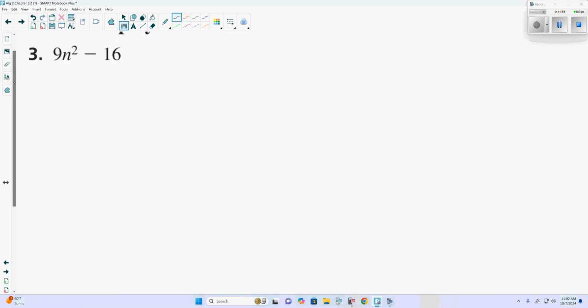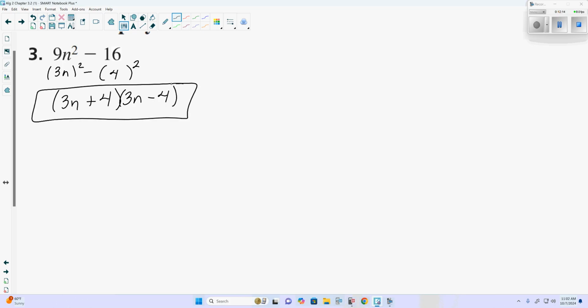9n squared minus 16. So 16 is 4 squared, yes? 9n squared would be what? 3n squared. So it'd be 3n plus 4 times 3n minus 4. That's it. Now, if you end up switching the variables, if for some reason you wrote it as 3x plus 4 times 3x minus 4, it's the same thing. I'm not going to count off because you switched back to x. If I don't watch it or pay attention, I normally default back to x too.